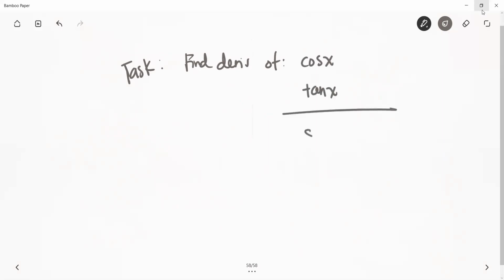Okay, so that's it. Your task, like I said, is to find the derivative of cosine of x, and then I want you to find the derivative of tangent of x. And please try, if you have time, try to find these ones as well. Okay, but you should be able to get these two. Okay, so good luck, and we will discuss the rest when we meet again.